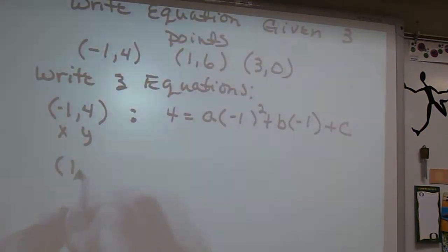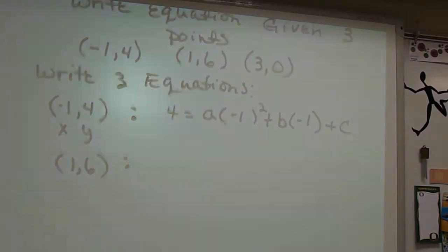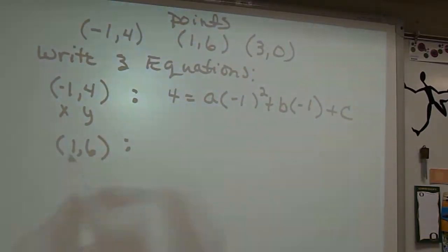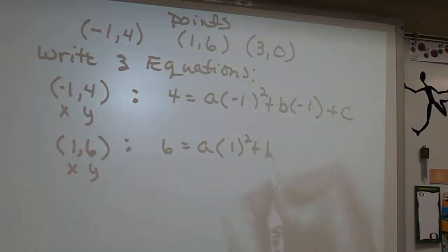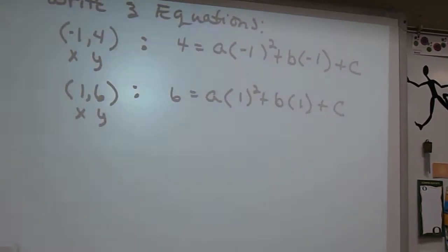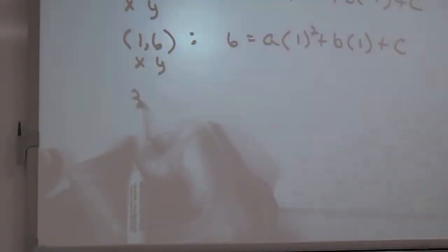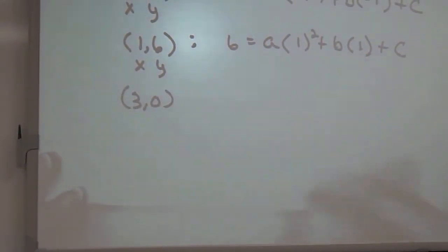Equation 2 is going to contain the point 1, 6. So we're going to do the same thing. Substitute in place of x and y. So we'll have 6 equals a. Any questions so far? Good. All right. And then the last equation will contain the point 3, 0.